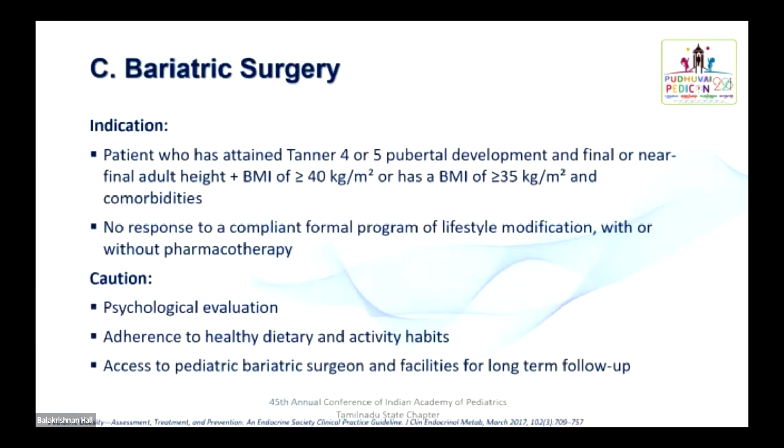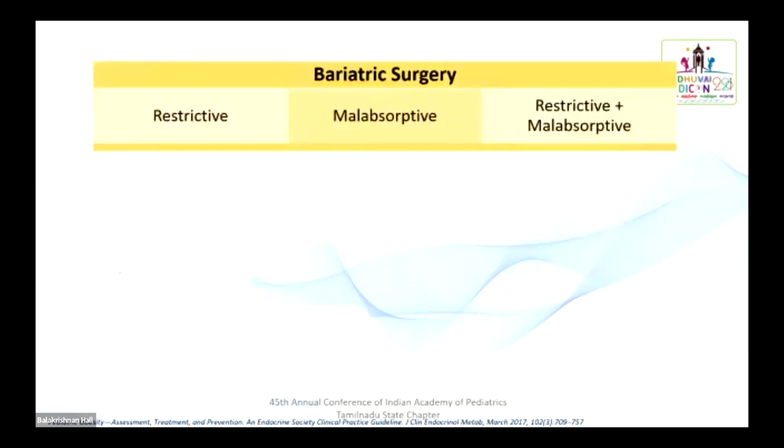And the last, bariatric surgery, is indicated in a child who has completed puberty, has achieved his final height, has a BMI of more than 40 or more than 35 with comorbid conditions, and there is no response to lifestyle therapy with or without pharmacotherapy. We need to have a proper psychological evaluation so that you understand that the child will tolerate this procedure and will be available for future proper follow-up, and adequate dietary and healthy activities will be followed even later on.